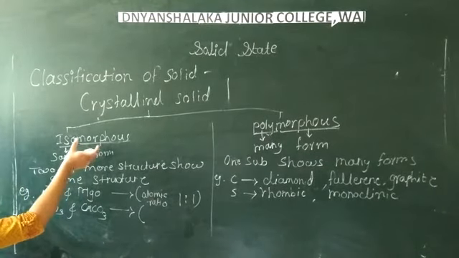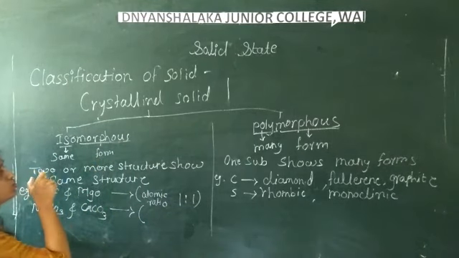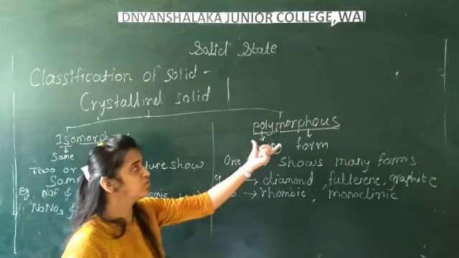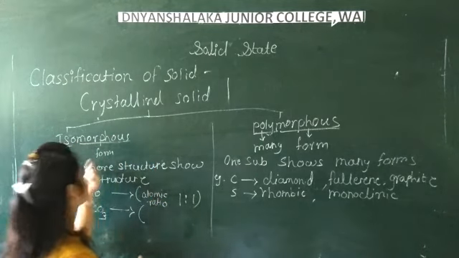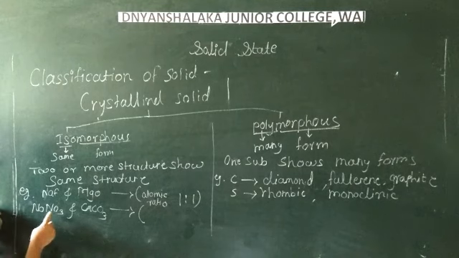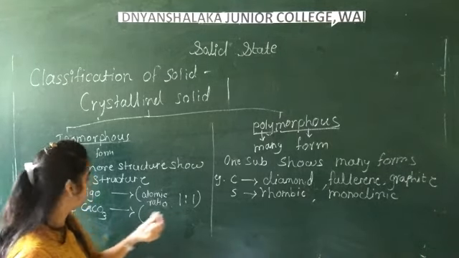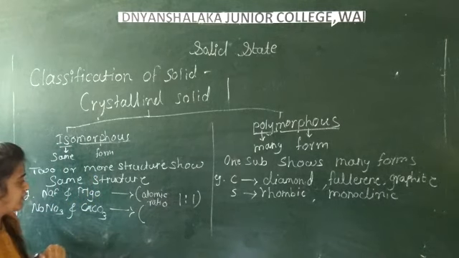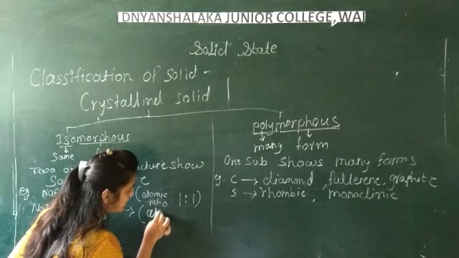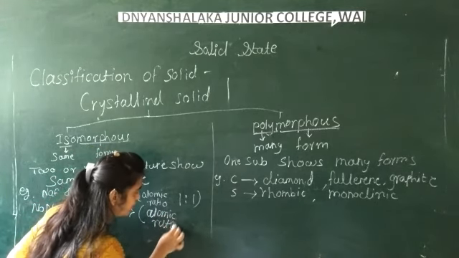So crystalline solids can be divided into isomorphous or polymorphous. Isomorphous is also known as isomorphic form, and polymorphous is also known as polymorphic form, meaning same form and many forms. For example, sodium fluoride and magnesium oxide, atomic ratio 1:1. Next example, sodium nitrate and calcium carbonate. The atomic ratio for this example is 1:1.